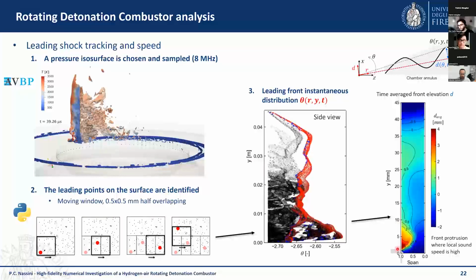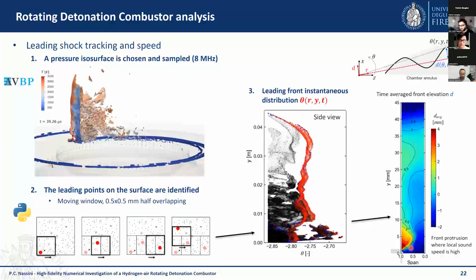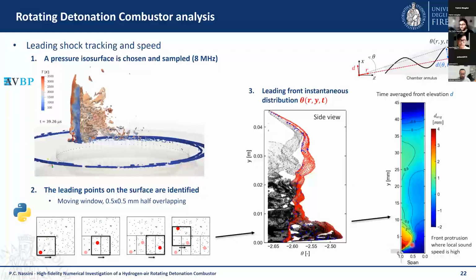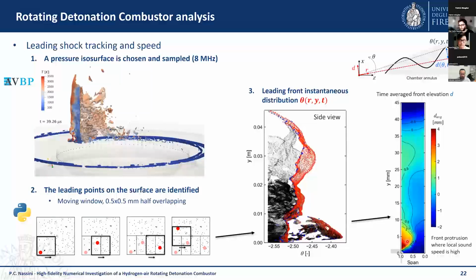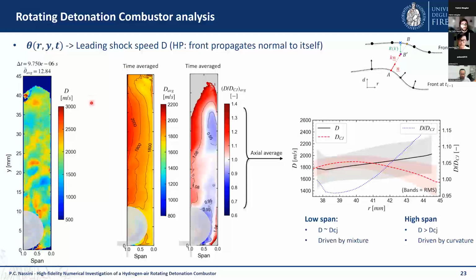And again, this is also observed in other detonation studies, where we have this protrusion of the front in regions where the sound speed is higher, so the expansion waves are faster than in the other regions. By the way, once we have the time-varying function of the front, we can calculate the leading shock speed. So basically, we are making the hypothesis that the front is moving normally to itself, and we can calculate the displacement speed of this front. And this is what you see here on this plot.